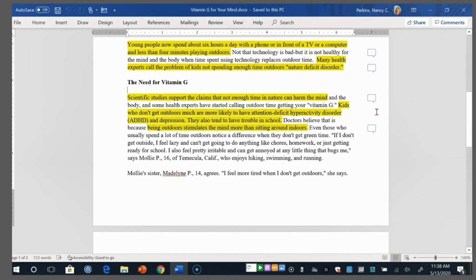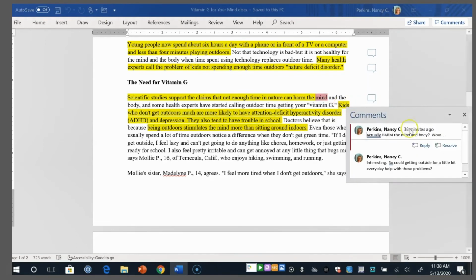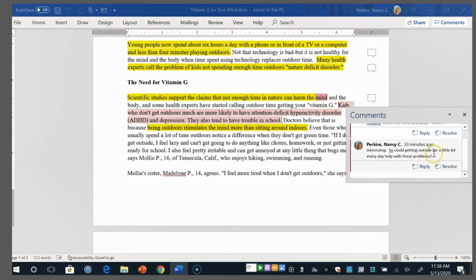Kids who don't get outdoors much are more likely to have attention deficit hyperactivity disorder, or ADHD, and depression. They also tend to have trouble in school. And I highlighted those facts, actually 2 facts right there, which are interesting facts, and my comment was down here that that's very interesting, and I had a question. So could getting outside for a little bit every day help with those problems, the ADHD and the depression? I wonder.